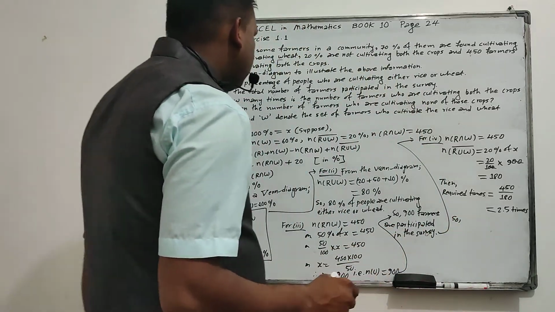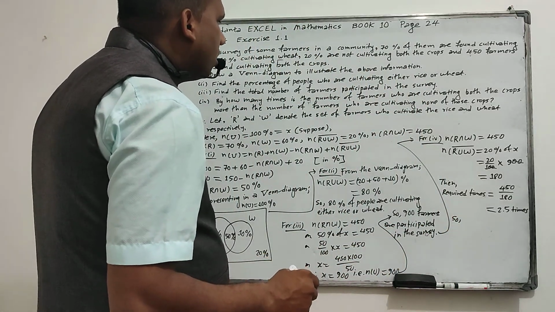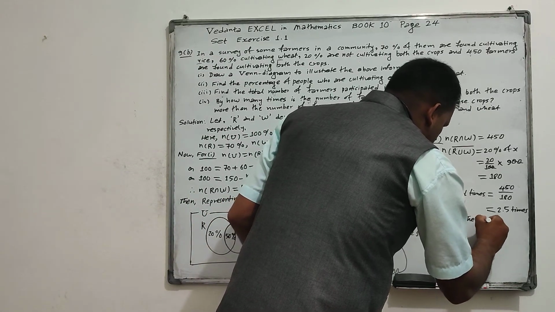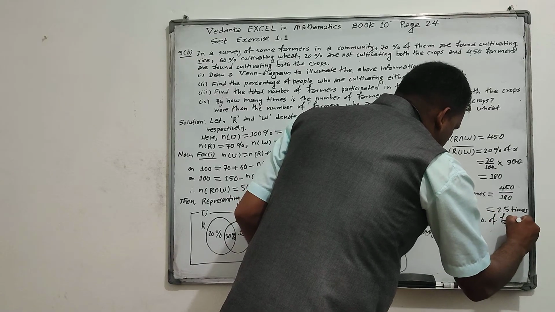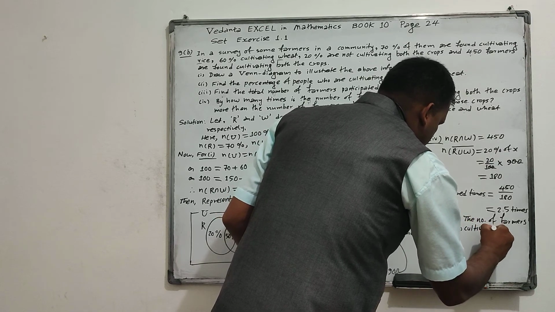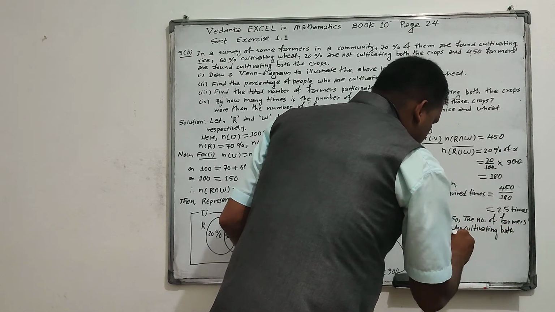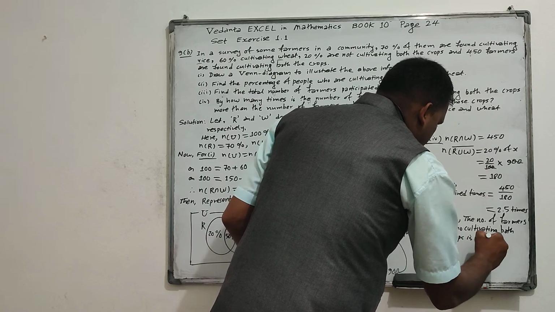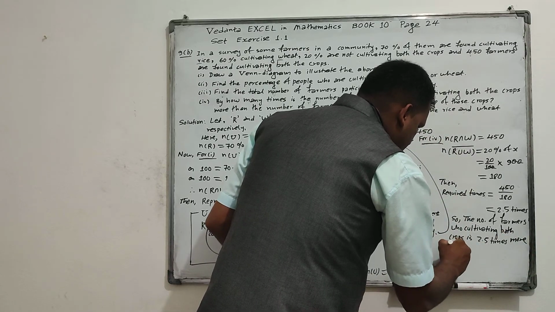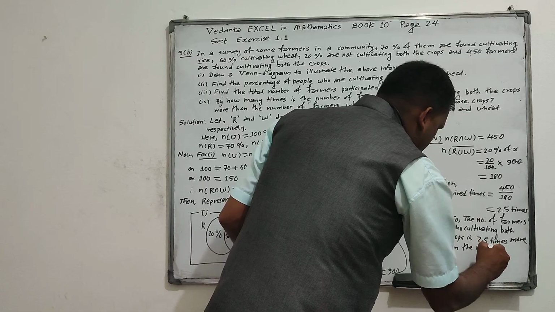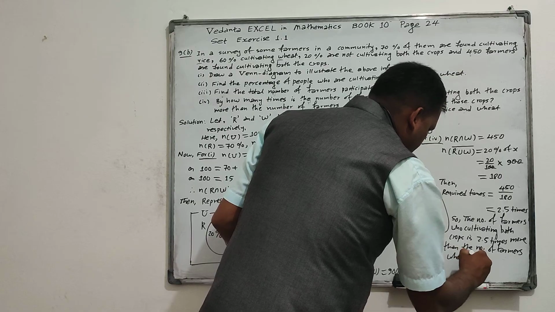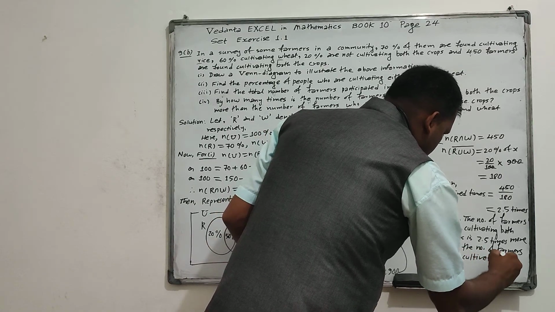So the number of farmers who cultivate both crops is 2.5 times more than the number of farmers who cultivate none.